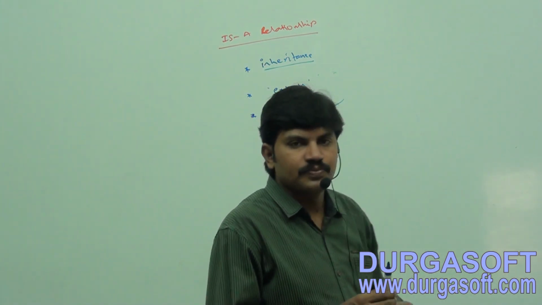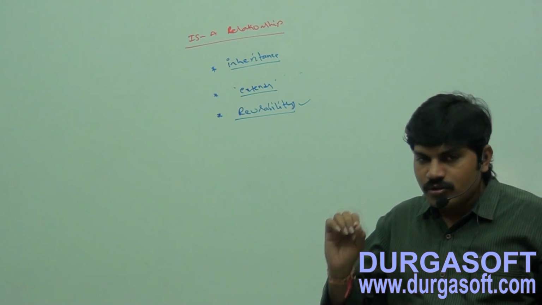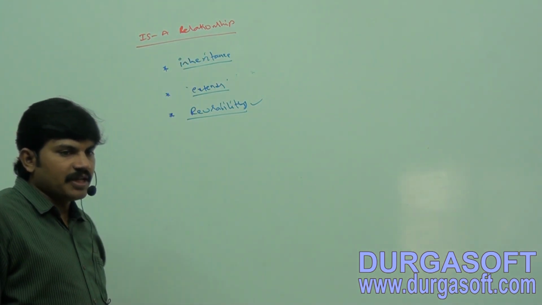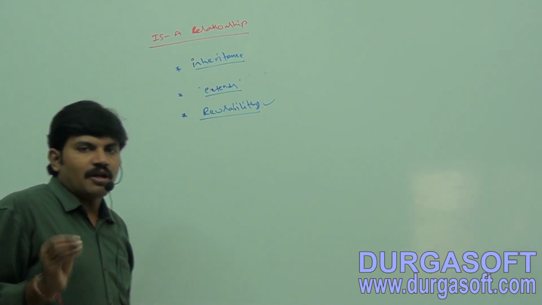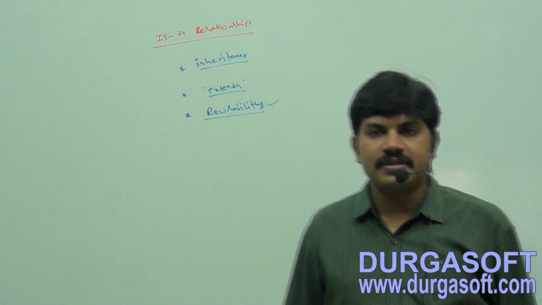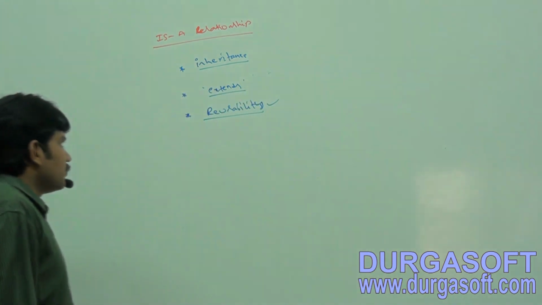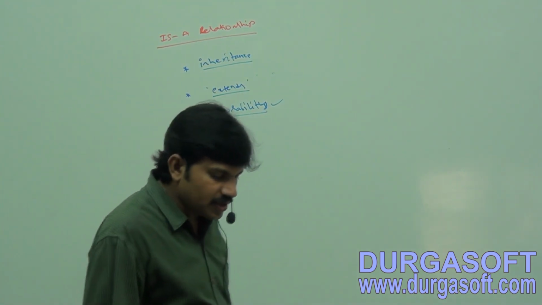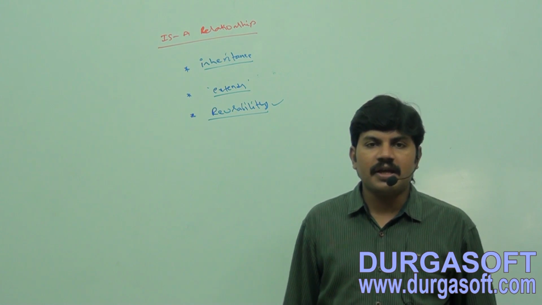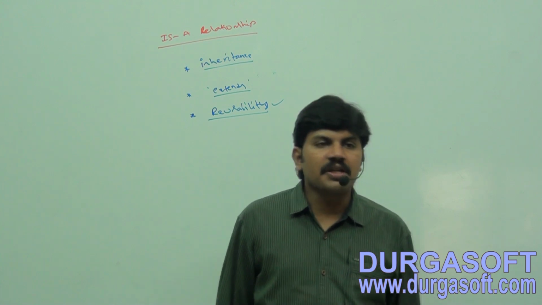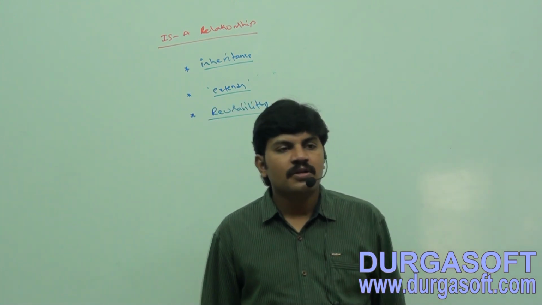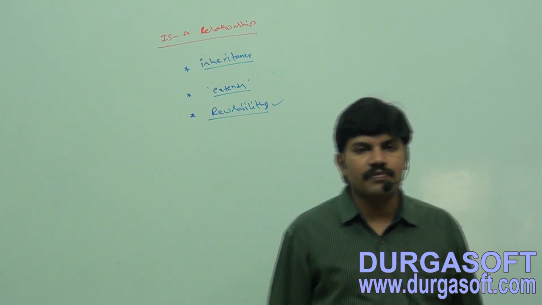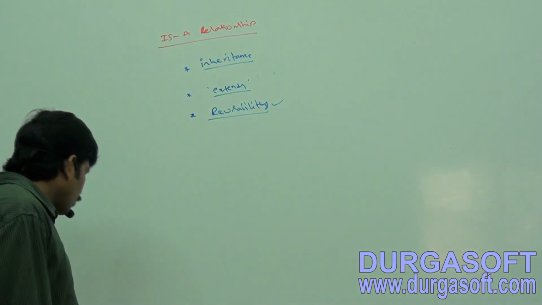First, take these points. Keep the subheading first: is-a relationship. Under that, first point: it is also known as inheritance. Next, second point: the main advantage of the is-a relationship is code reusability.